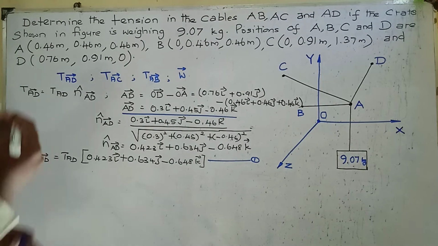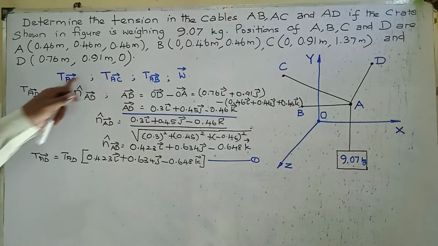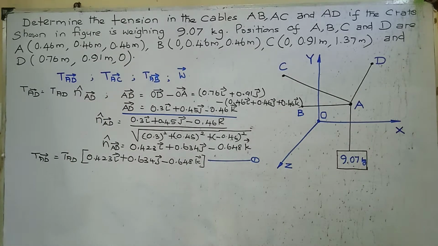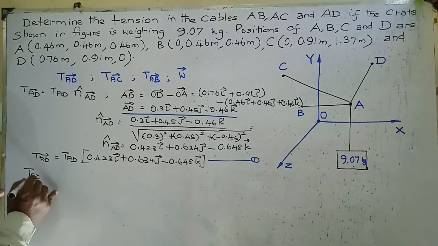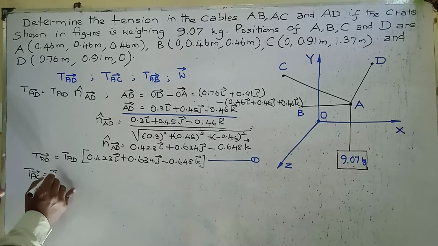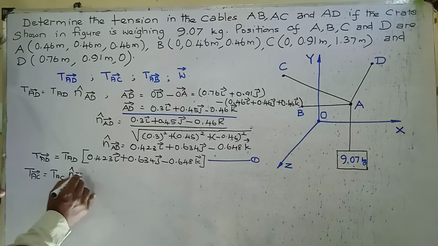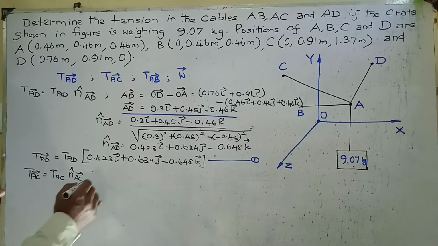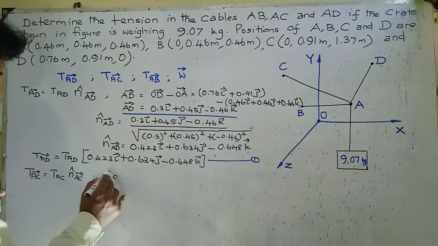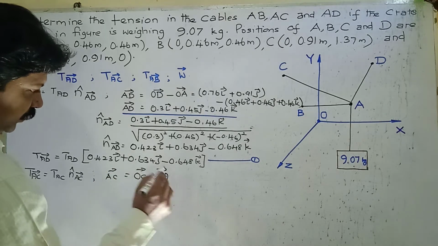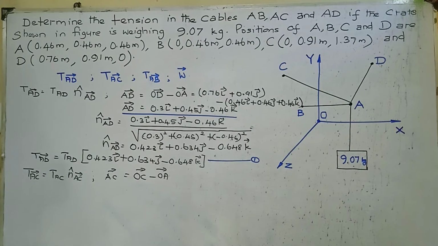Similarly, you got to find the remaining vectors TAC and TAB and W vector. How to find TAC vector? TAC vector equal to TAC into n cap of AC vector. So next you got to find AC vector. AC vector equal to OC vector minus OA vector.